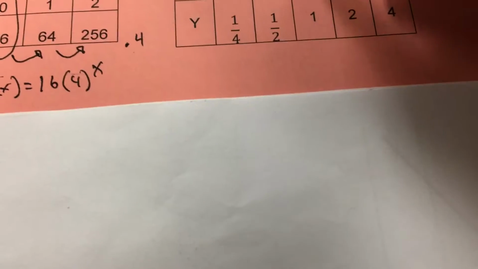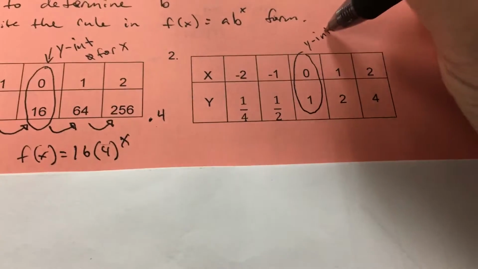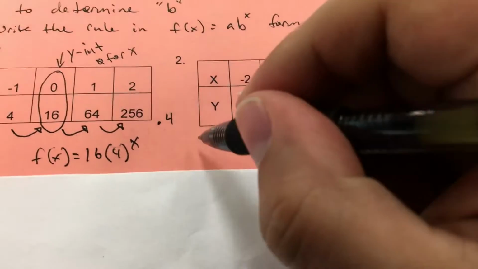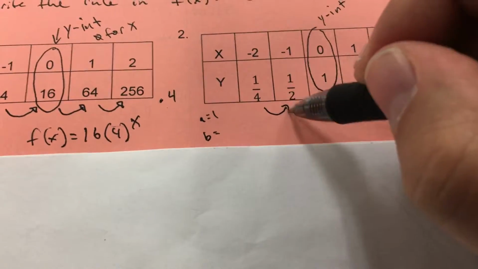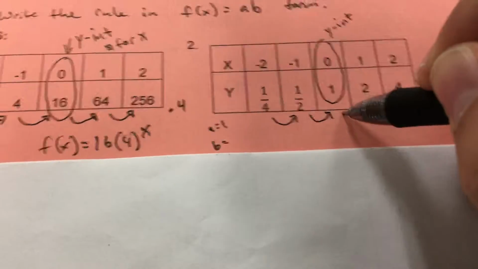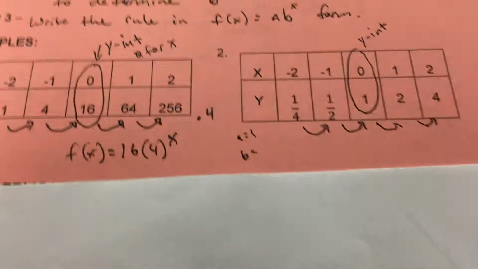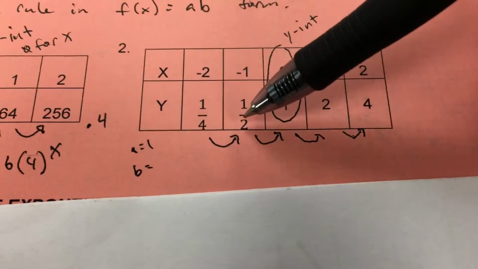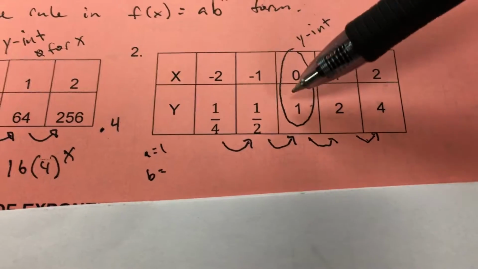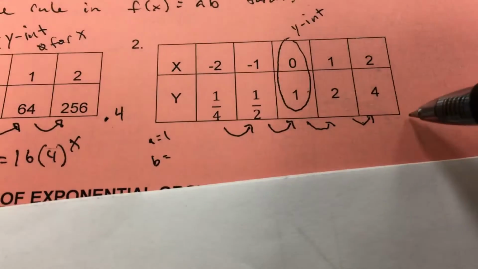Once again, right here, this is the y-intercept. Okay? So in this case, our a is going to equal 1. We've still got to figure out b, right? So we're going to see what we are multiplying by to go along this chart here. Okay? What do I multiply 1/4 by to get 1/2? What do I multiply 1/2 by to get 1? And 1 to get 2, and 2 to get 4? You probably guessed it by now. We are multiplying it by 2.